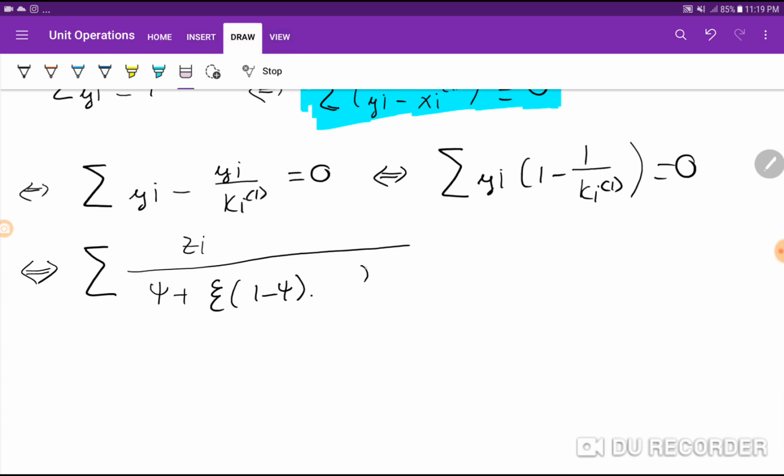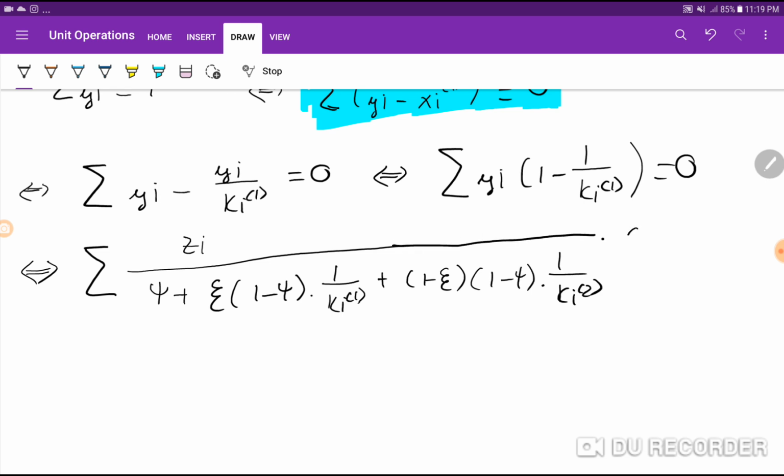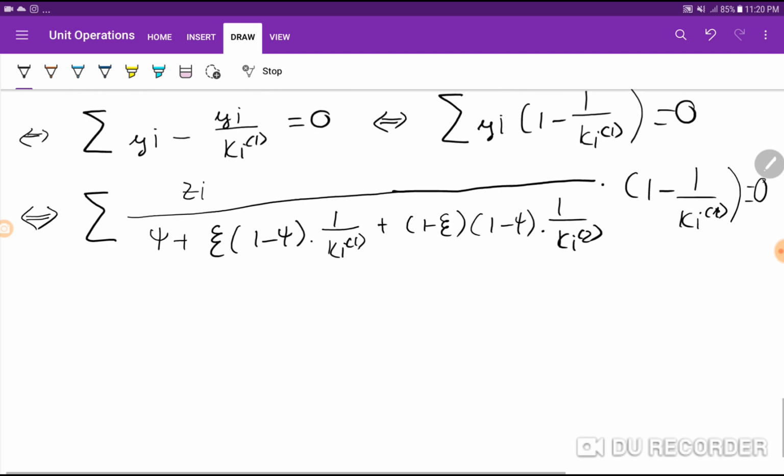Okay, no problem. It would be 1 over ki1 plus 1 minus omega 1 minus psi times 1 over ki2, all of this times 1 over minus 1 ki1 equal 0. Okay, so I'm gonna rewrite this again. I'm gonna write a little bit neat.